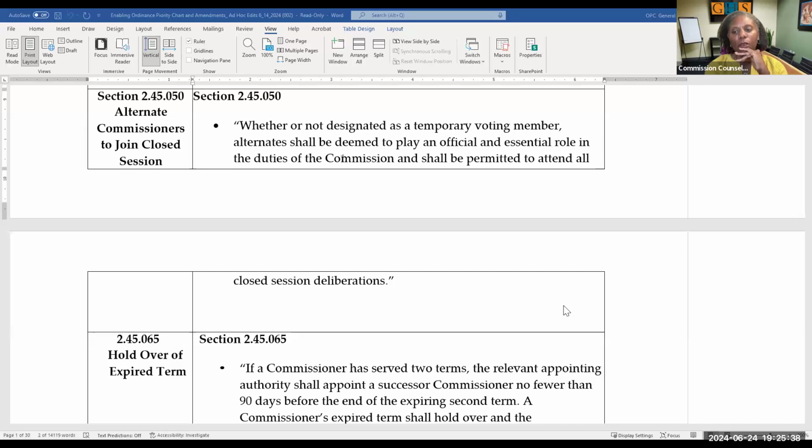Official and essential meaning, for the purposes of information continuity. So can we put it at the beginning: to ensure continuity of information, and whether or not designated as a temporary voting member, alternates shall be deemed to play an official essential role in the duties of the commission and shall be permitted to attend all closed session deliberations. Is that clear enough? Does that read better?